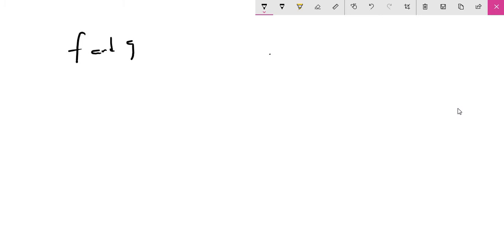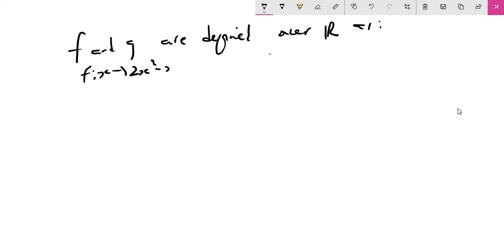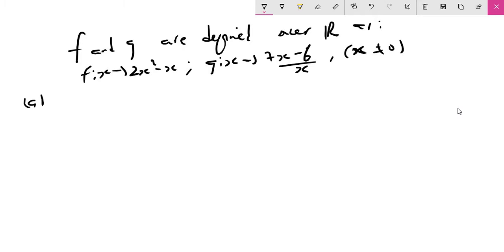So we have f and g. This is a question from a past paper. They are defined over R as f of x maps to 2x squared minus x, and g of x maps to 7x minus 6 all divided by x, where x is not equal to 0. Now there are new things that we see here that I didn't mention. I will explain them in a moment.